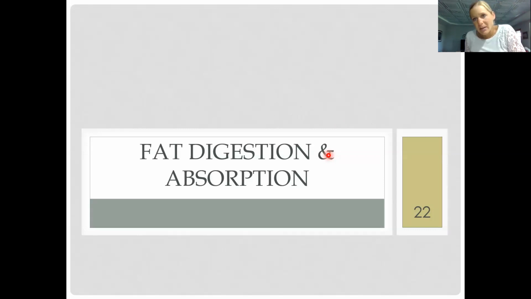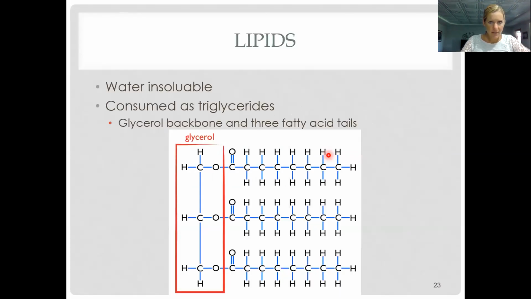The next nutrient that we'll look at is fats, and we'll take a look at how fats are digested and absorbed. So first thing we need to understand is the basic structure of a fat or a lipid. Fats are water insoluble. Basically that means that they don't dissolve in water. They don't like to dissolve in water.